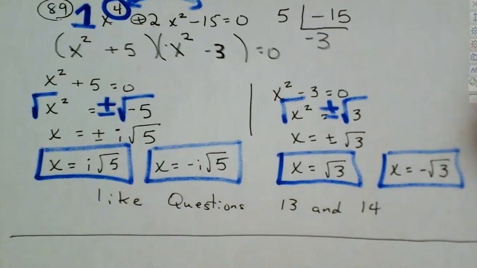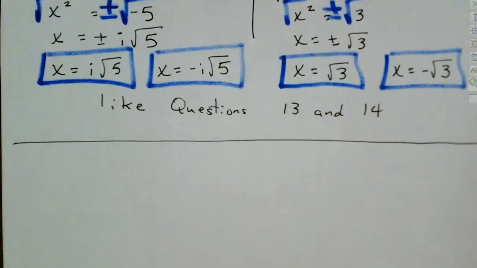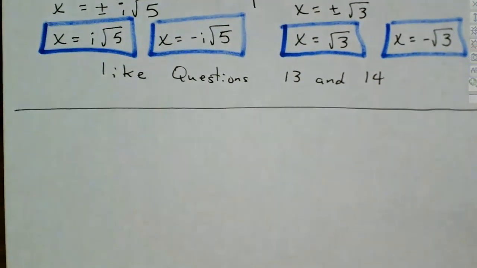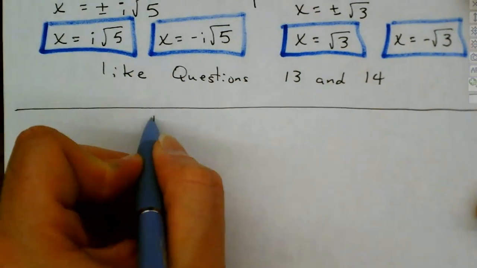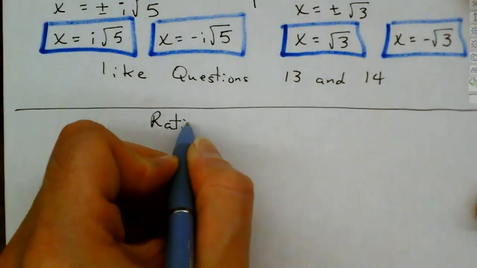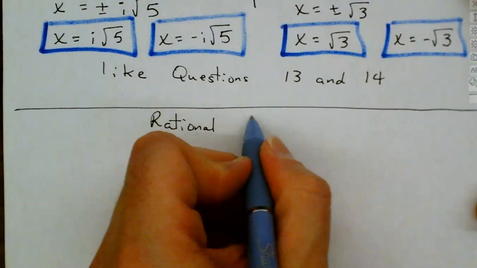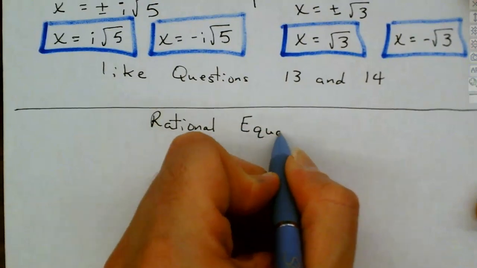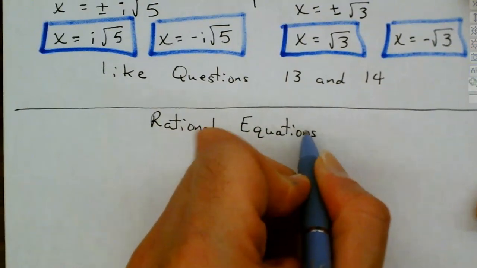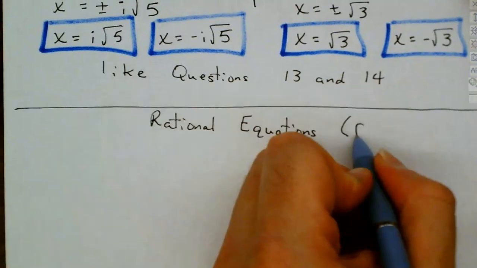Now we've got one more type of equation to solve. These are the ones that probably take the longest to go through. And these are going to be our rational equations, so the fractions. Again, rational means fractions.